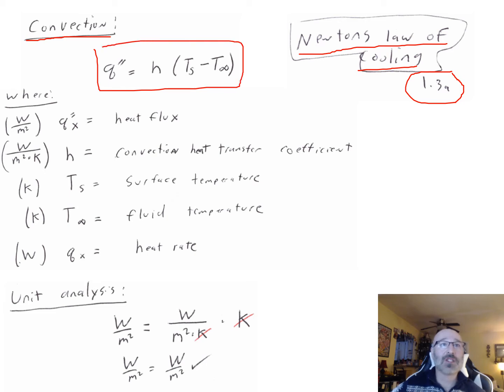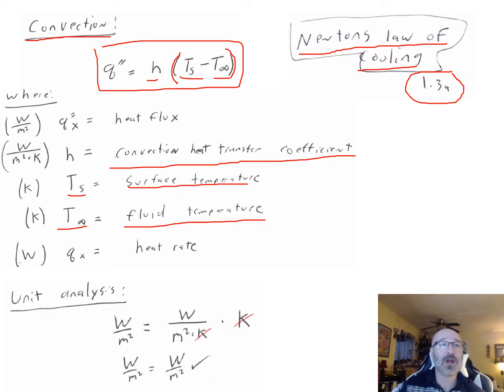Our heat flux is equal to our h value, or our convection heat transfer coefficient, times T_s minus T_infinity, where T_s is our surface temperature, and T_infinity is going to be our fluid temperature. So this is Newton's law of cooling, from 1.3a in our textbook, to get our heat flux. So we can do a unit analysis.